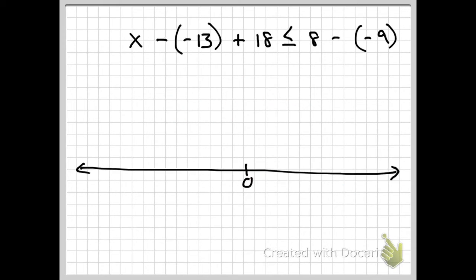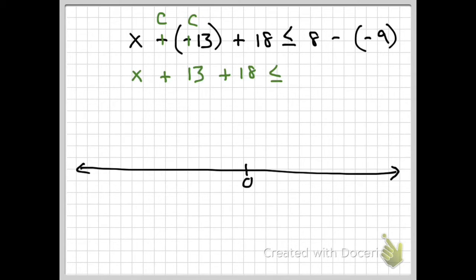All right, let's take a look at another problem. What we want to do first is get rid of those parentheses. So we see here that we can think of keep, change, change. So we have x plus plus, or plus positive. So now it can simply be written as x plus 13 plus 18.